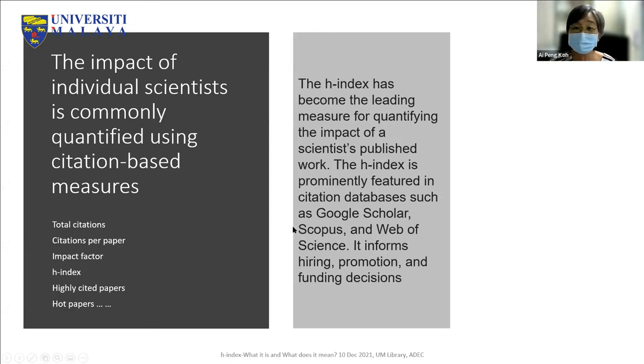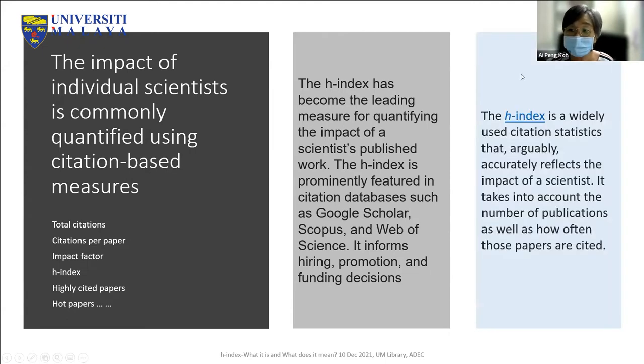So the H index has become the leading measure for quantifying the impact of a scientist's published work. The H index is prominently featured in the citation database, such as Google Scholar, Scopus, and Web of Science. It informs hiring, promotion, and funding decisions. Okay, so H index is very important if you are academics, okay? Not us, not librarians, not an ordinary person. What is H index? It's not important at all for them, okay? So the H index is a widely used citation statistic that arguably accurately reflects the impact of a scientist. It takes into account the number of publications, as well as how often those papers are cited.